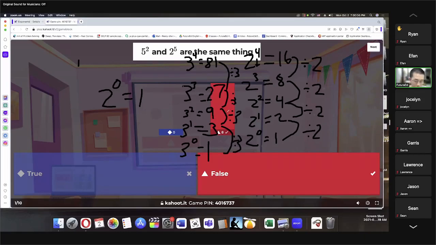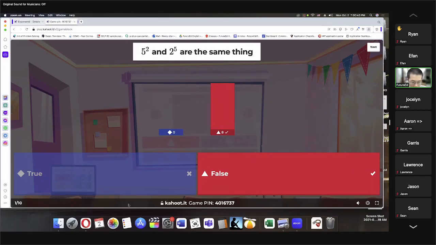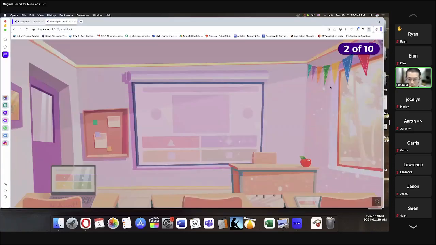So anything to the 0, even if it's some really, really big number, if you raise it to the 0th power, it's equal to 1. All right, just a real quick tip. I forgot to teach it today. But that's that. Let's move on.